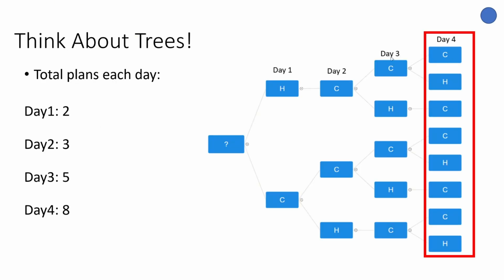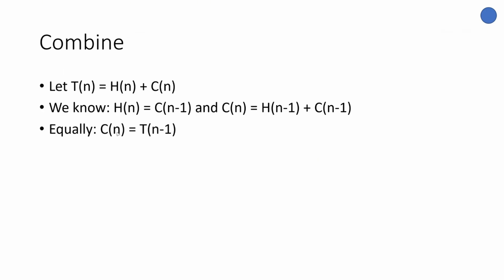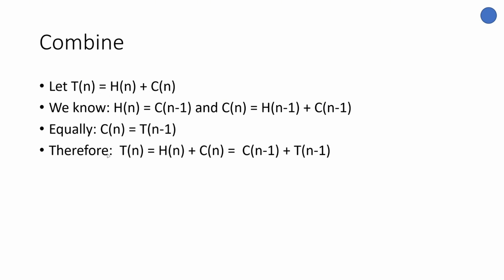And this makes sense because let's say we want to find the number of cheeses on day 3. That'll be equal to the total plants on day 2, which is 1, 2, 3. So we've got our two definitions for h of n and c of n here. Now I'm going to substitute these two back into the first total definition. So t of n is equal to h of n plus c of n. Since h of n is c of n minus 1, I have that here. And since c of n is t of n minus 1, I have that here. So that means t of n is equal to c of n minus 1 plus t of n minus 1.